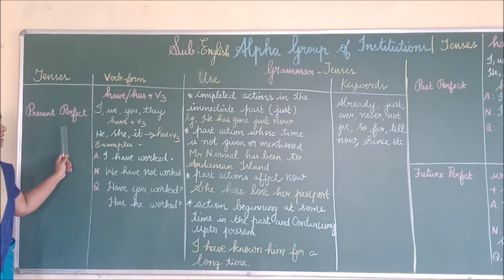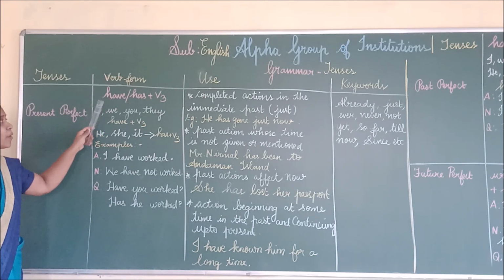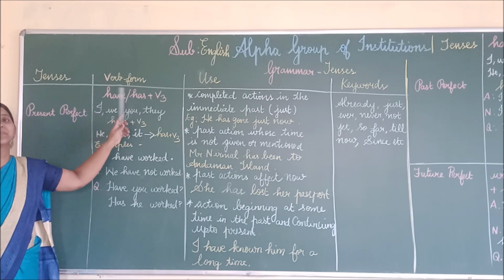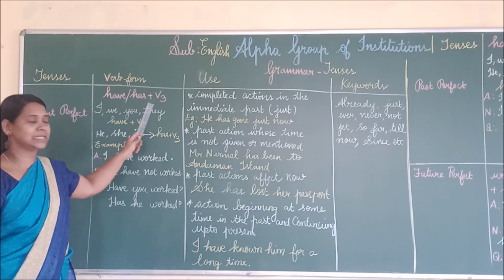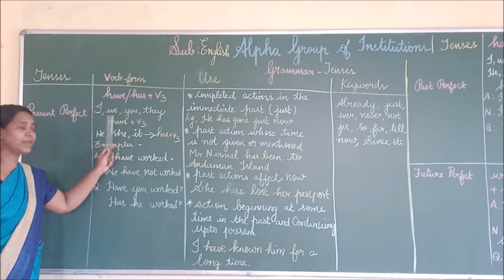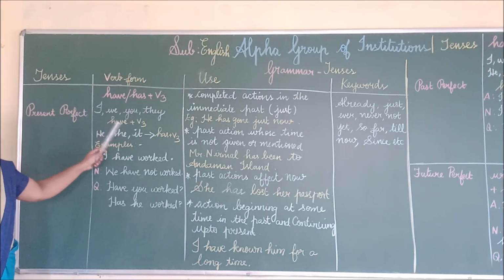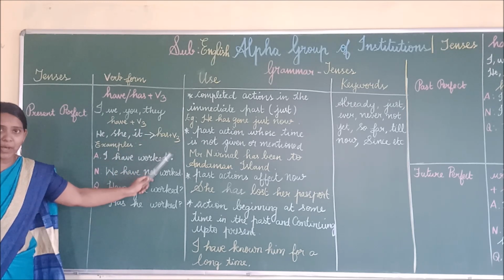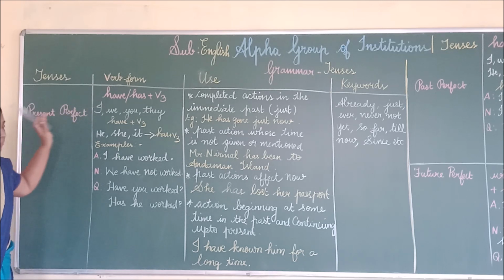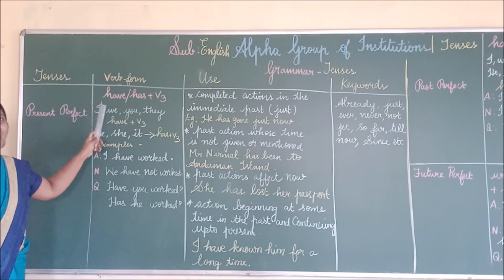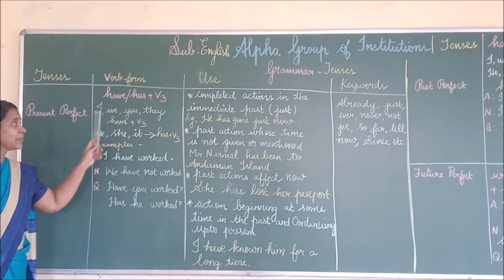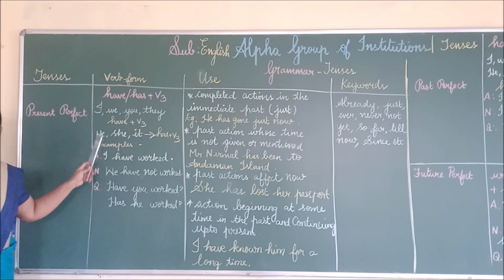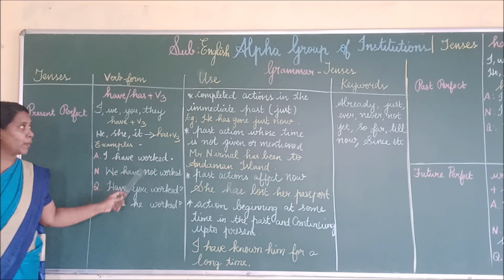Present perfect tense. What is the verb form? Have or has plus verb 3, or have or has plus past participle. For I, we, you, they, have plus verb 3. He, she, it, has plus verb 3. The verb form of present perfect, have or has plus verb 3. I, we, you, they, have plus verb 3. He, she, it, has plus verb 3.